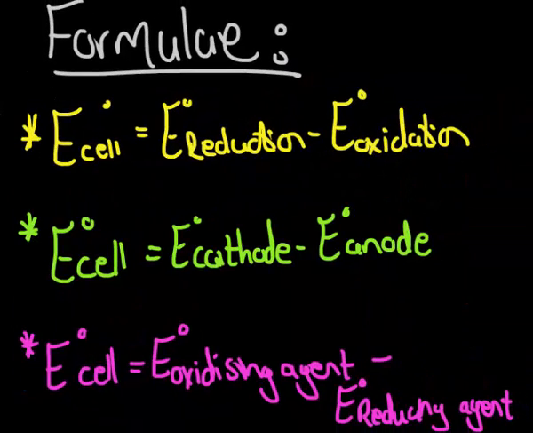Now, the formulas that we can make use of in order to calculate the cell potential are given to you on the formula sheet. There's three formulas. You can either say E cell, standard cell, is equal to E reduction minus E oxidation, or cathode minus anode, or oxidizing agent minus reducing agent.